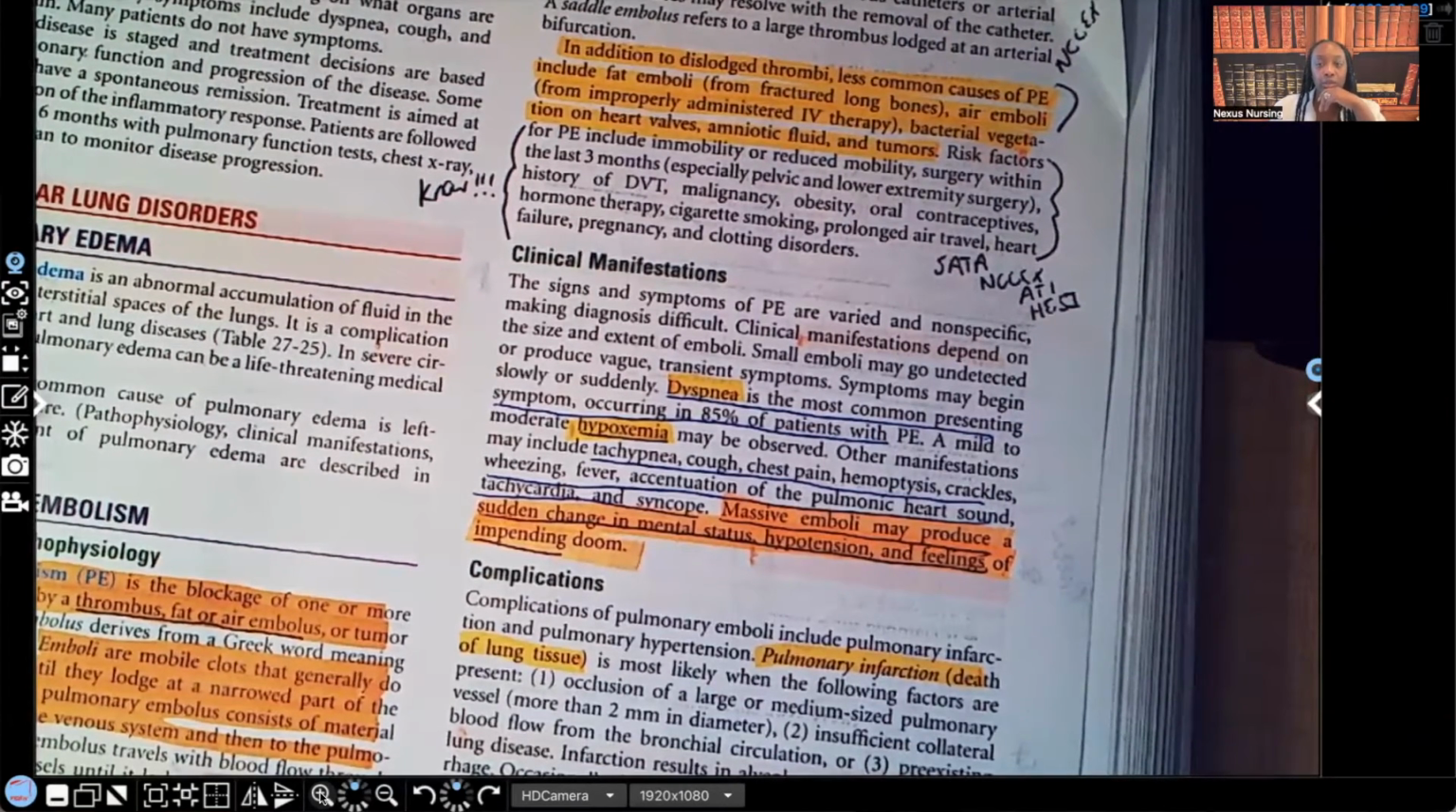Amniotic fluid and tumors. This list that you see I highlighted and I put NCLEX next to it, make sure you know it. If you're studying for an exit exam, you're studying for NCLEX, make sure you know other causes of pulmonary embolism. Let's keep going.